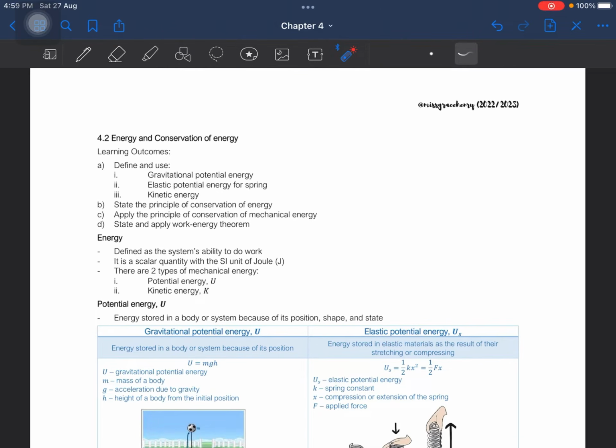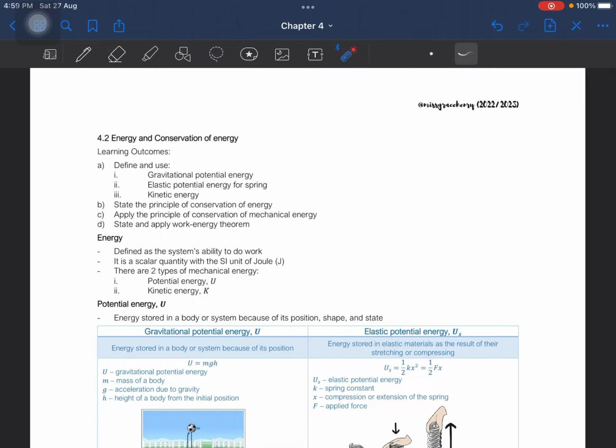Right, second subtopic, which is on energy and conservation of energy. So in this subtopic, you have to be able to define and use gravitational potential energy, elastic potential energy of a spring, and lastly, kinetic energy. And you have to also be able to state what is the principle of conservation of energy, apply the principle of conservation of mechanical energy, and lastly, state and apply work energy theorem.